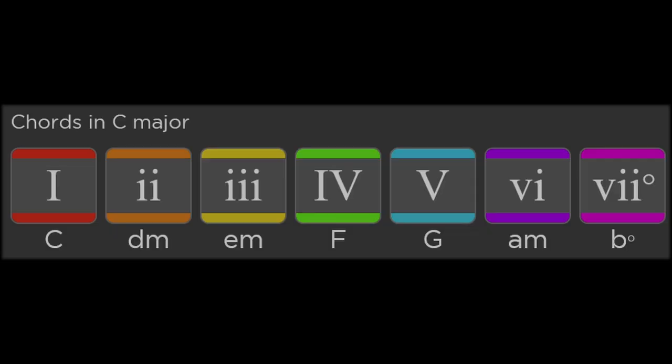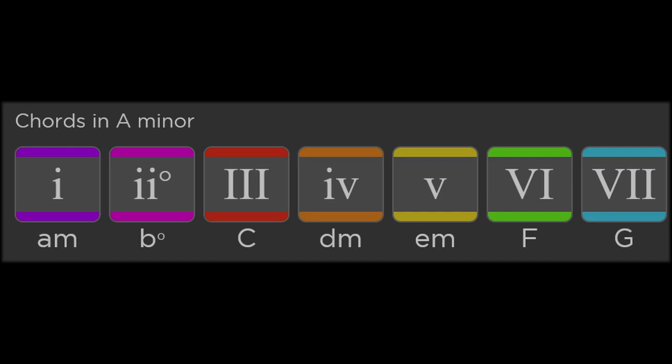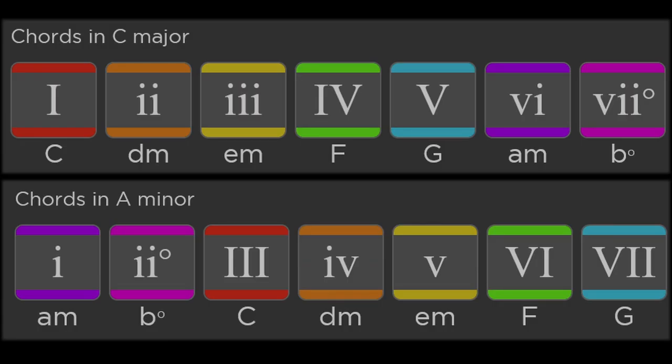Chords in a key, also known as triads, are created by each using three notes from the relevant scale. The C major key has the chords 1 C major, 2 D minor, 3 E minor, 4 F major, 5 G major, 6 A minor, and 7 B diminished. And the A minor key has the chords 1 A minor, 2 B diminished, 3 C major, 4 D minor, 5 E minor, 6 F major, and 7 G major. Because these two relative keys have the same set of chords, it is easy to modulate between the two.